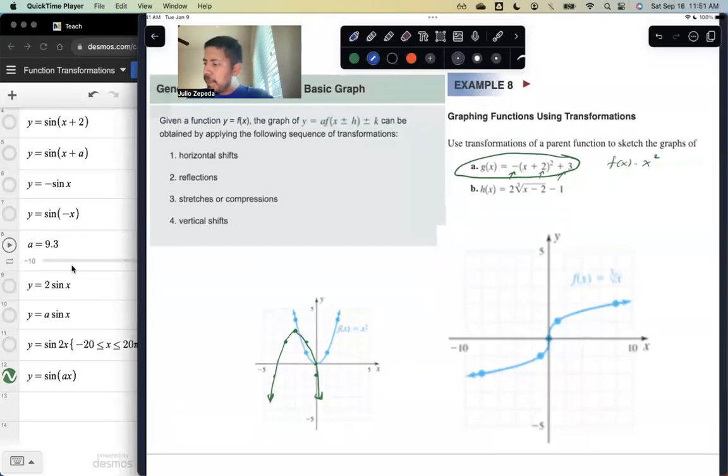I'll graph it in blue. h of x is some transformation of the cube root function. Okay, so the -2 makes me go from the origin to the left 2 units. This 2 tells me it's going to stretch by a factor of 2 in the y direction, so I'm going to double everything in the y direction. And then I'm going to move down 1 unit. So I'll start here. Let's go ahead and do that.